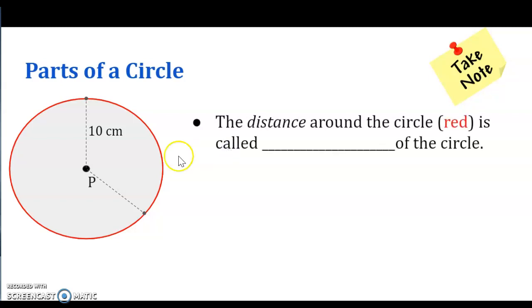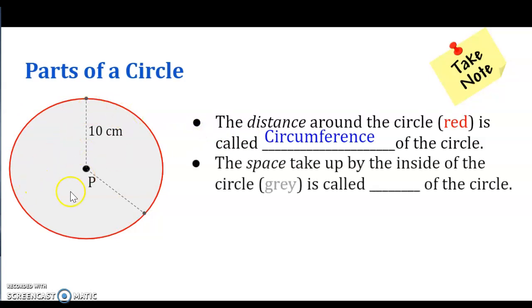Okay, so let's look at the parts of a circle. The distance around the circle, that's the red part around the circle, is called what, of the circle? Circumference. What about the space that makes up the inside of the circle? That's called the area of a circle.